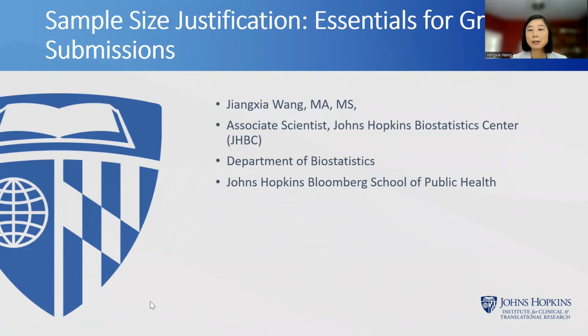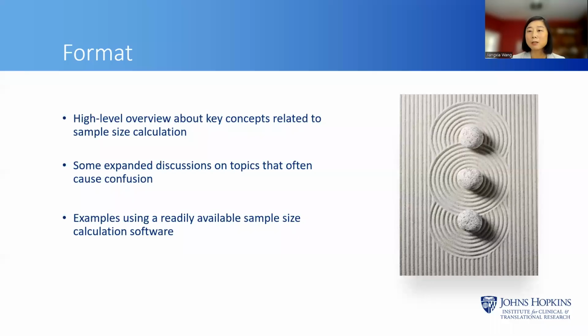Associate Scientist and Associate Director from the Johns Hopkins Biostatistics Center. Besides my other statistical duties, I'm actually one of the biostatistical consultants with ICTR since 2009. So it has been quite a long time for me with ICTR. So it's really great opportunity for me to chat with you about sample size calculation today, which is a very important topic we come across all the time in grant applications.